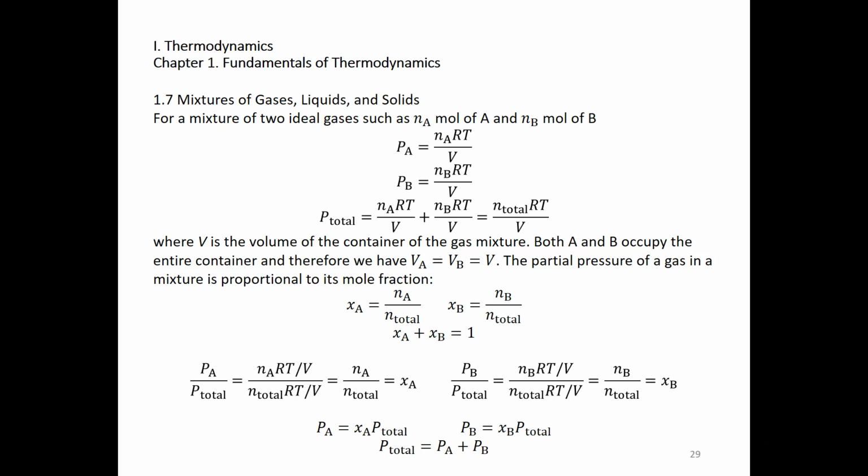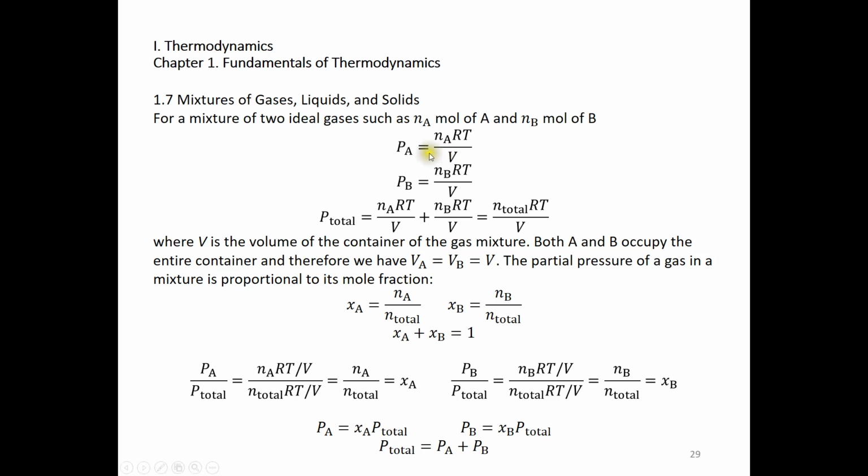Chapter 1, Fundamentals of Thermodynamics, Section 1.7, Mixtures of Gases, Liquids, and Solids. First, let's look at a mixture of two ideal gases. For example, if we have two ideal gases A and B, or helium and argon, we can mix them. And then we can use the ideal gas equation.